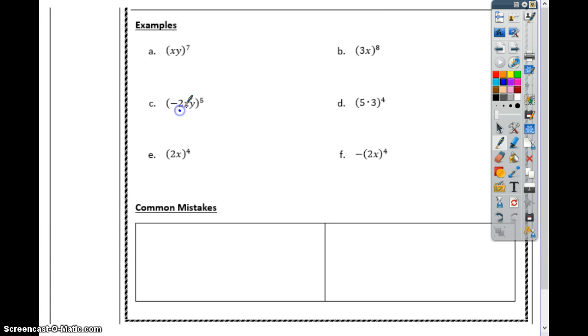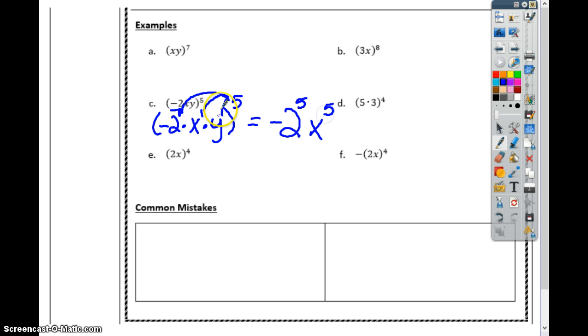Now over here we have 3 factors. We have a -2 times an x times a y, all to the 5th power. So I need to take this times a 1, this one, and this one. So I'm going to get a -2 to the 5th power, x to the 5th power, and y to the, because 1 times 5 is 5, y to the 5th power. Simplify our number. That's 5.